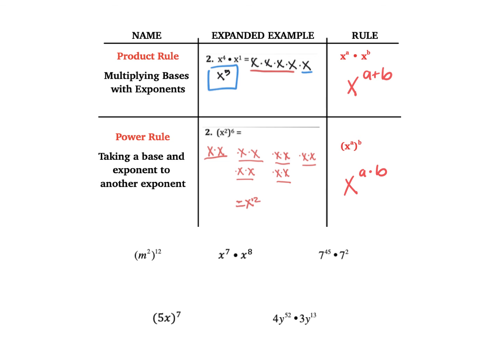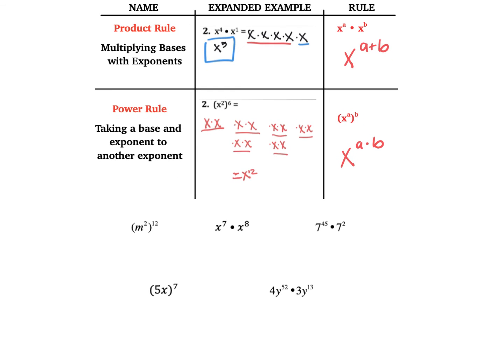So let's practice some basics using both of these. Here I see m to the second all to the 12th. That's the power rule, so I would need to multiply the exponents. By comparison, in the second example, I am multiplying two things together, so I know that I would add the exponents to get x to the 15th.